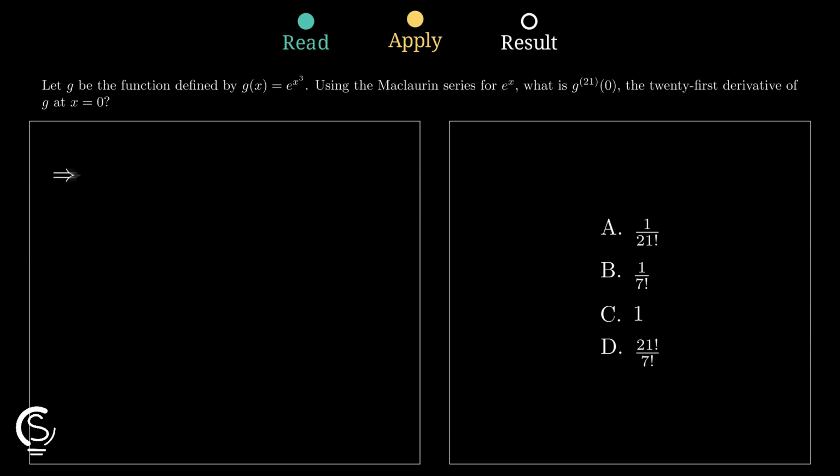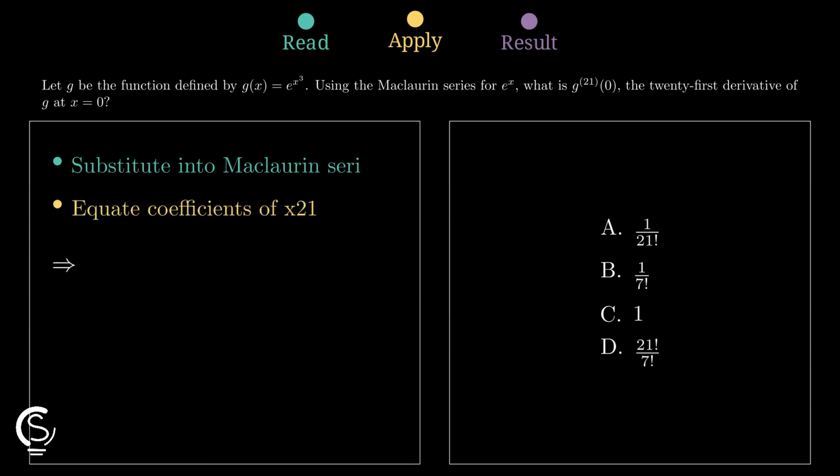We need the 21st derivative, so we look for the coefficient of the x to the 21st power term. This happens when our index n is exactly equal to 7. The Maclaurin coefficient formula is the derivative divided by n factorial. Equating these and multiplying yields the final answer, option D.